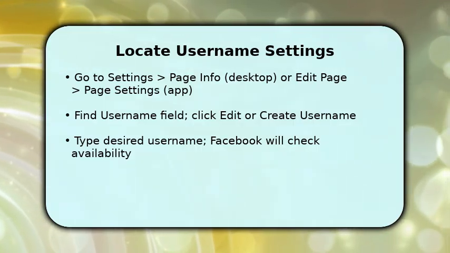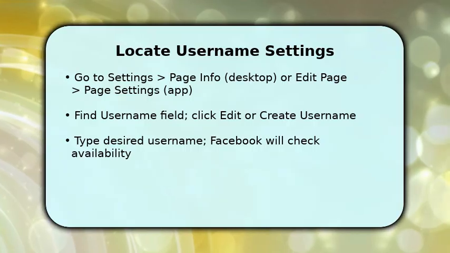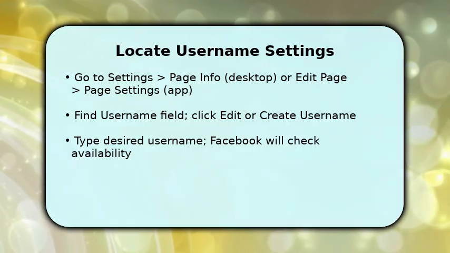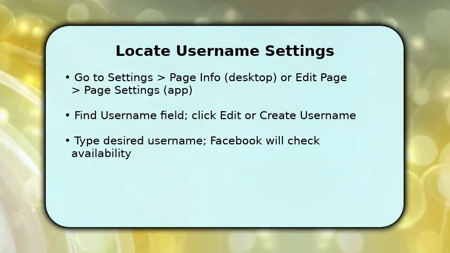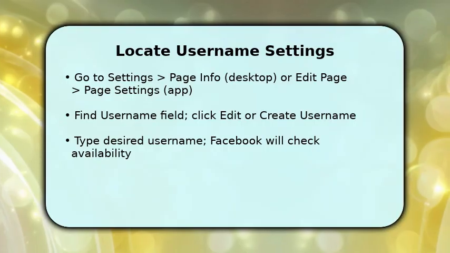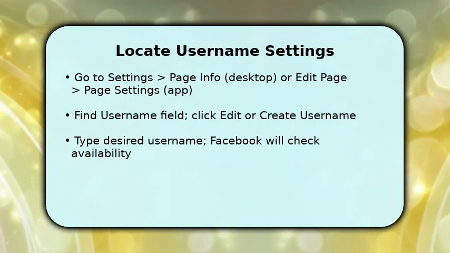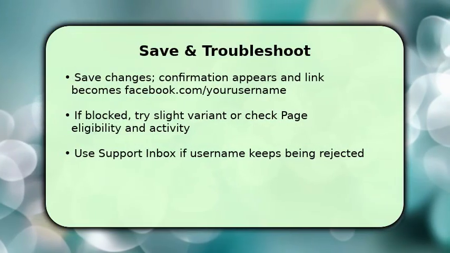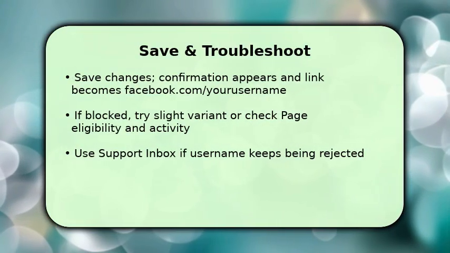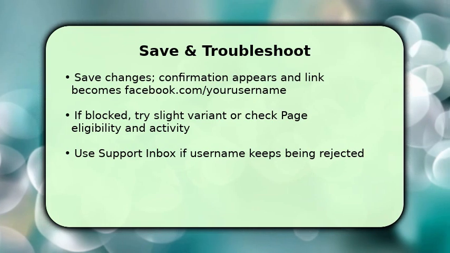This step prevents duplicates. If it's available, you'll see confirmation. If not, try small variations or add a location or keyword. Remember why this matters. A clear username improves branding, and after entering an available username, click Save or Create Username and wait for confirmation. Then your public link updates to Facebook.